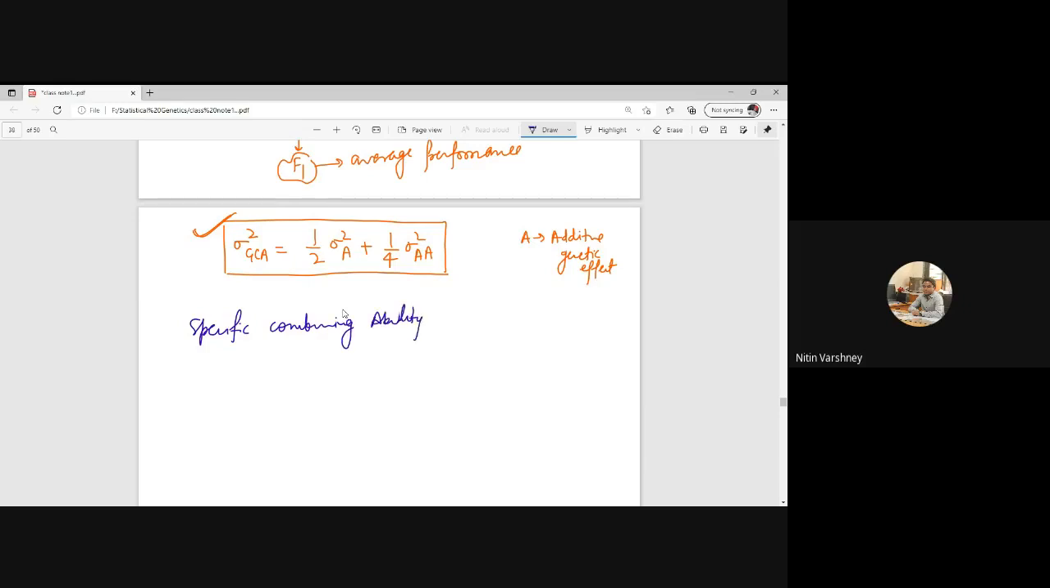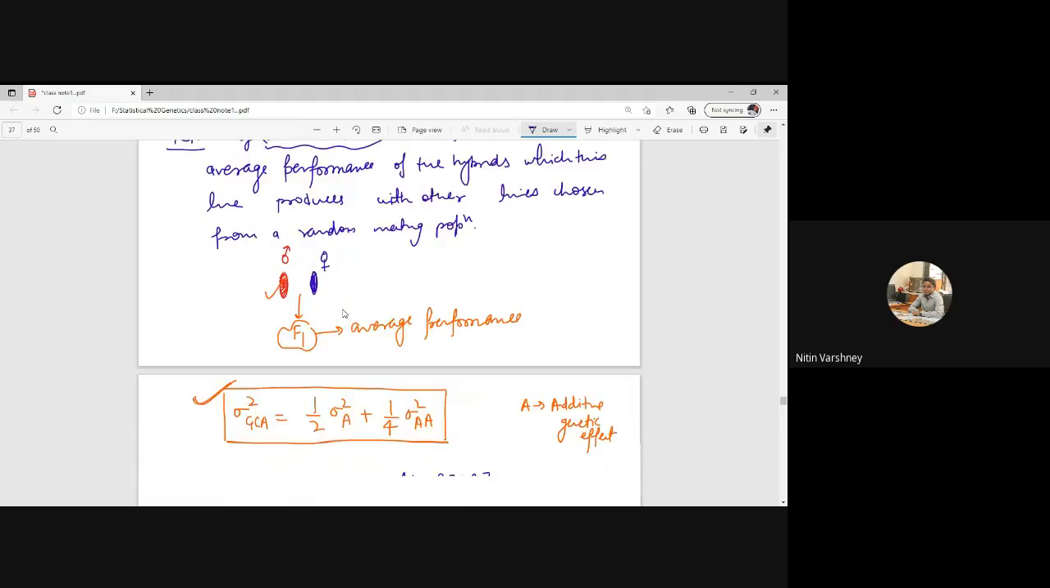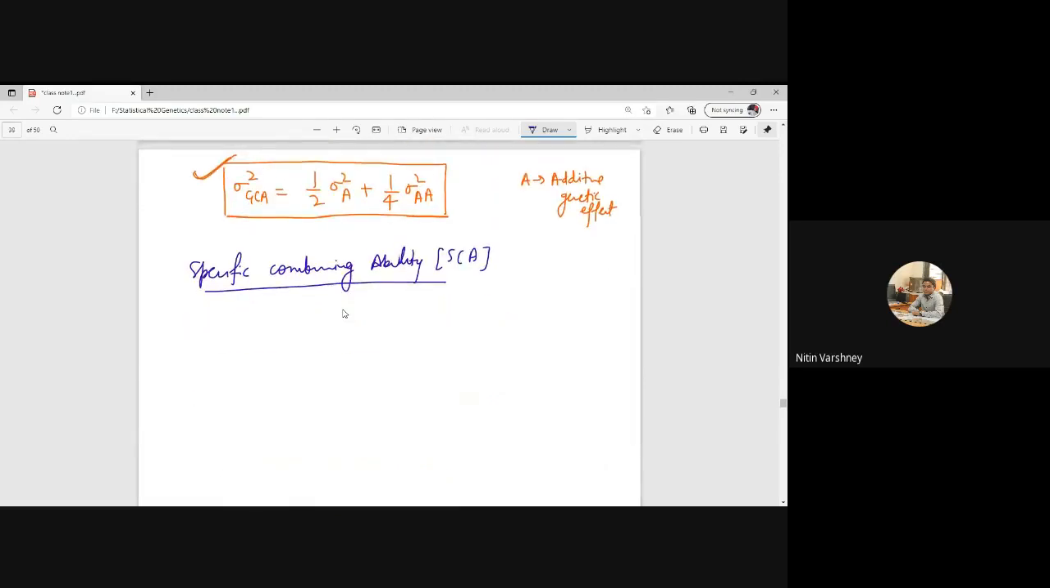Ability, SCA. So here I am considering only one inbred line, okay? But specific combining ability refers to a pair of inbred lines involved in the cross.